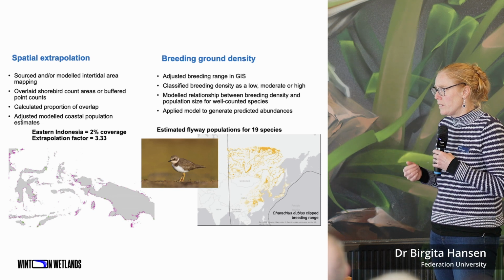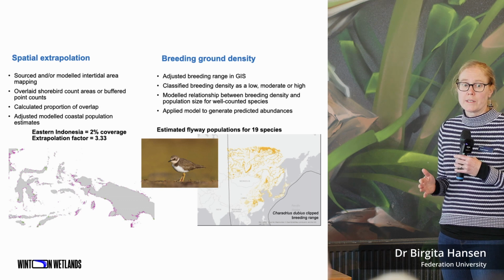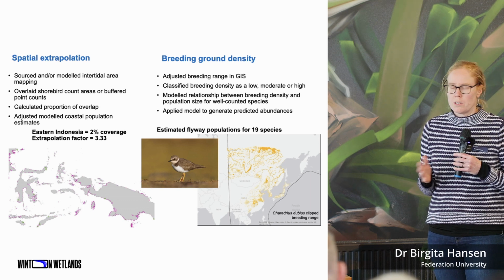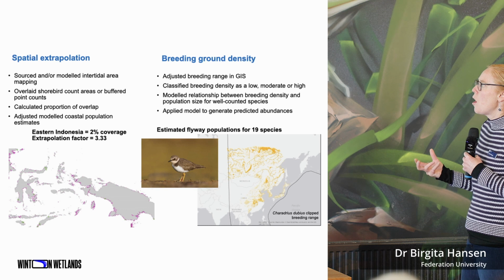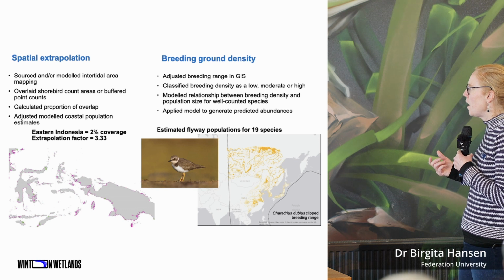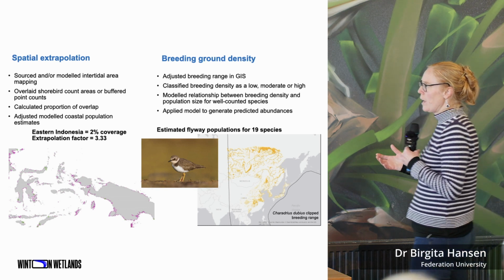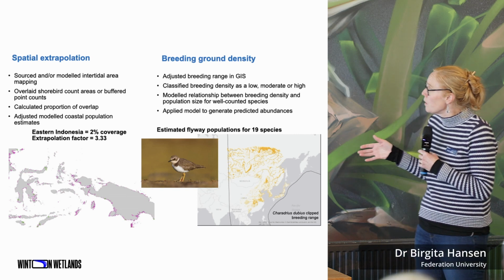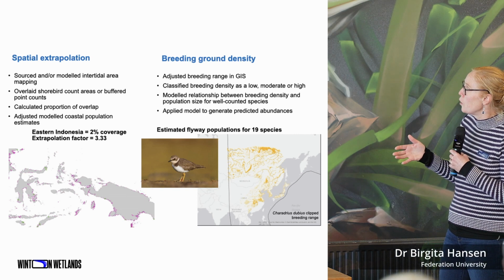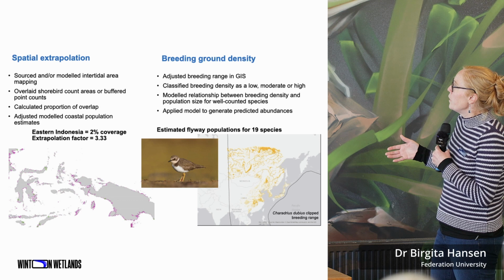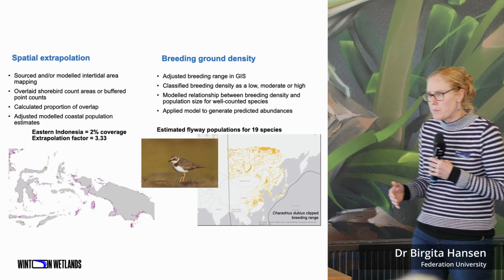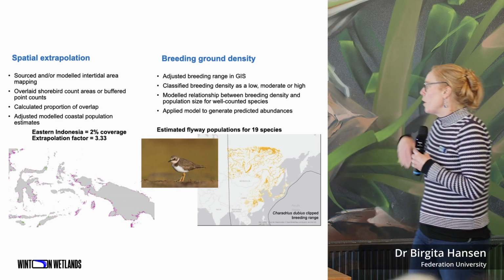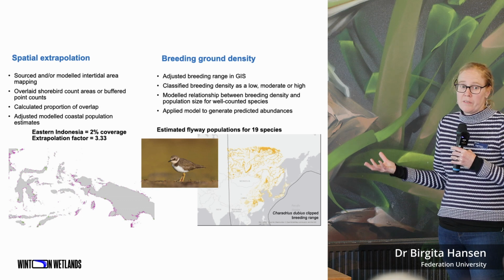And so, for example, eastern Indonesia was one of the ones with the poorest coverage. Only 2% of that coastline is covered. So that had a much higher extrapolation factor than some of the other better counted areas. And then for those that we didn't have very good coastal count information, we used the breeding ground information. So we got the breeding ground maps from BirdLife International. We adjusted those to be more appropriate for certain species.